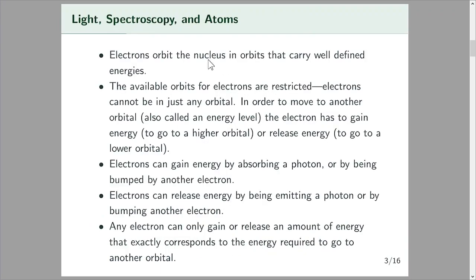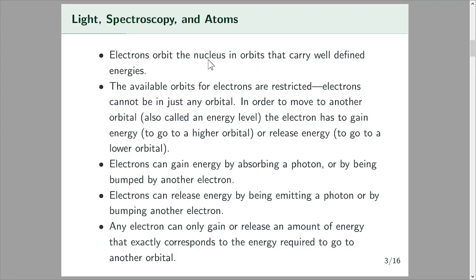So let's just read these. Electrons orbit the nucleus in orbits that carry well-defined energies. Everybody in the n equals 1 energy level has that energy. Everyone in n equals 2 has that energy. The available orbits for electrons are restricted. Electrons cannot just be in any orbital. They can't be anywhere. They have to be in those specific orbits, right? The ones we've drawn or listed.